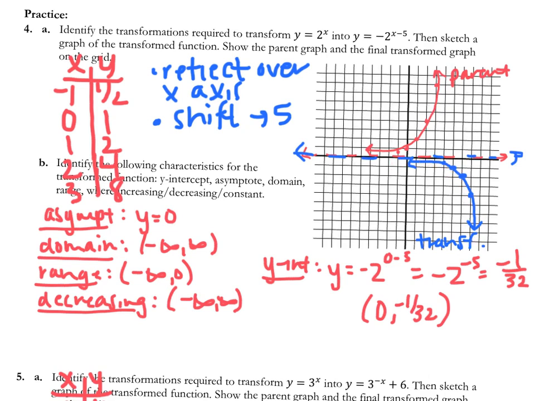Now this is one where you would not be able to tell the y-intercept from the graph. Like, what is it? That's not a point that we have on our graph. And so what you have to do is plug in 0 for the x, and then just simplify down and solve for y. So you end up with negative 2 to the negative 5th. Unless the negative 2 is in parentheses, the negative 5th only applies to the 2. So the 2 to the negative 5th gives us 1 over 32, but then it's negative. So our y-intercept is at 0, negative 1 over 32.